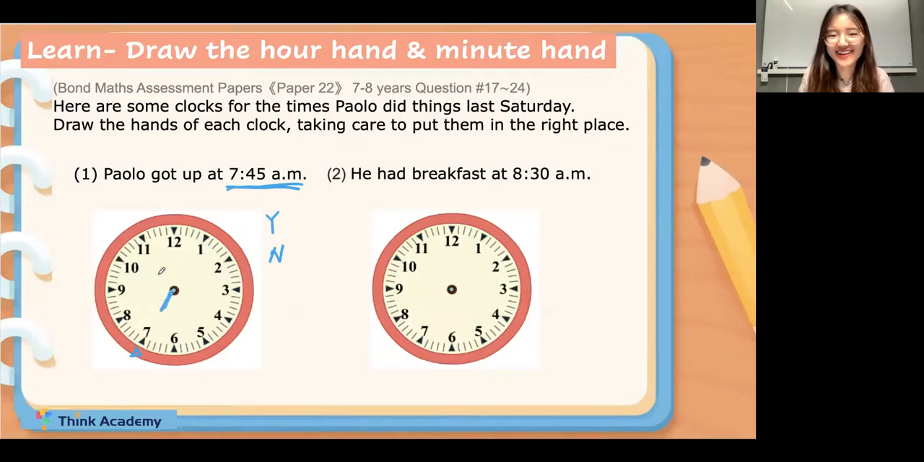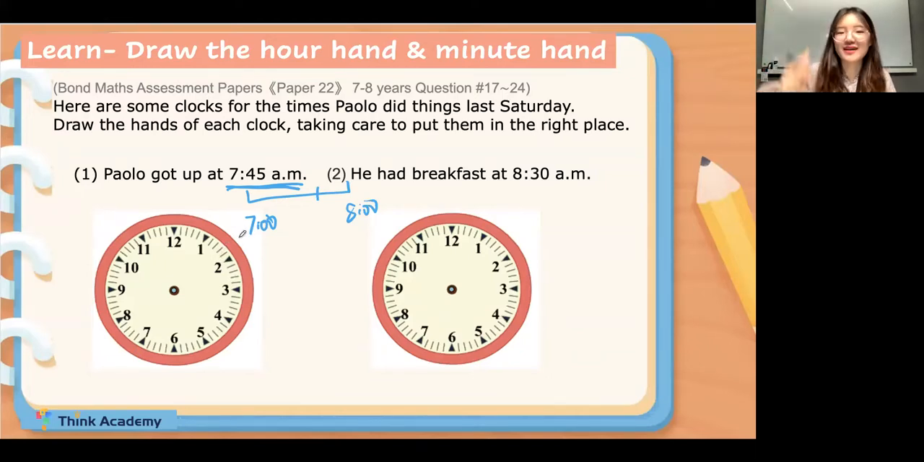No, because there are 45 minutes past, so we need to draw the hour hand between 7 and 8. Because this time, 7:45, is between 7 o'clock and 8 o'clock, right? So with the minute hand traveling, the hour hand will travel between 7 and 8 as well. So for the hour hand, I will draw between 7 and 8, and it will be closer to 8. Okay, and then we can draw the minute hand.